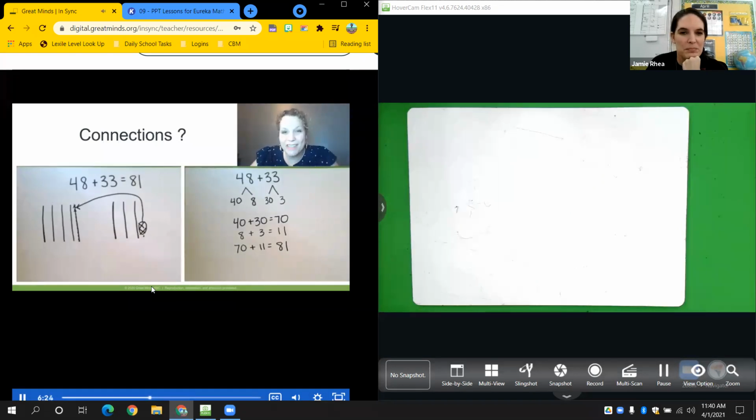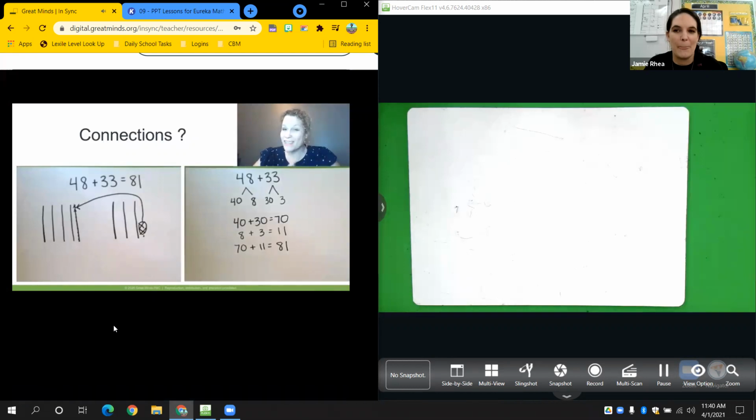In both strategies, I'm breaking apart the 2-digit numbers into their 10s and 1s. With quick 10s, I'm drawing the 10s and 1s differently from each other. And with the number bonds, I'm grouping the 10s and 1s separately. So even though the strategies are different, there's a connection that can be made in the thinking.